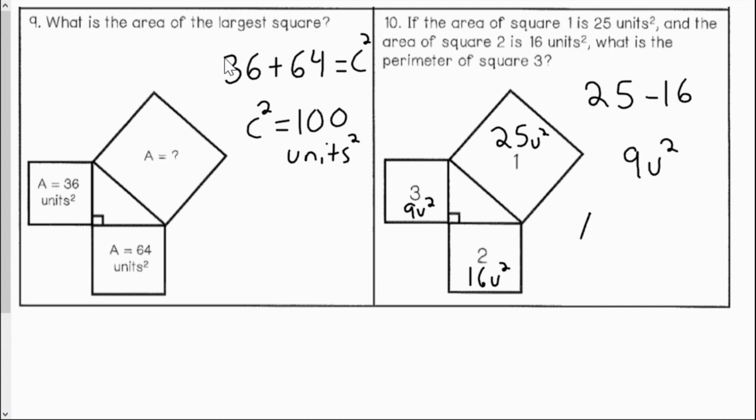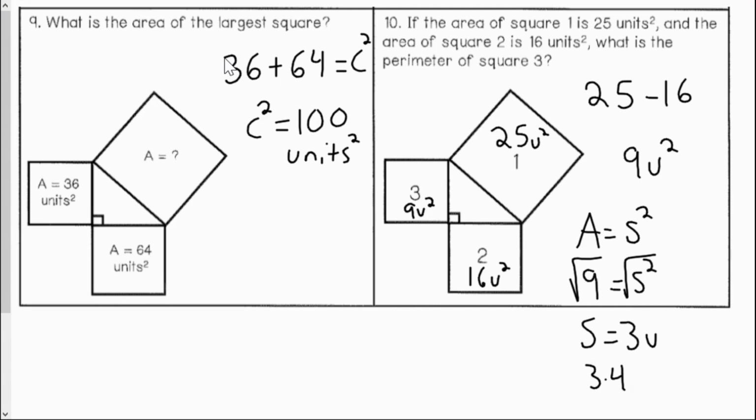Knowing area of a square, I know area is side squared. Again, the area of 3 is 9, so my side squared would equal 9. Taking the inverse of a square, I square root 9, so a side length is 3 units. Now it asks me for perimeter. Perimeter is adding up all of the sides. There are 4 sides of a square, so 3 times 4 will equal 12. So my perimeter will equal 12 units.